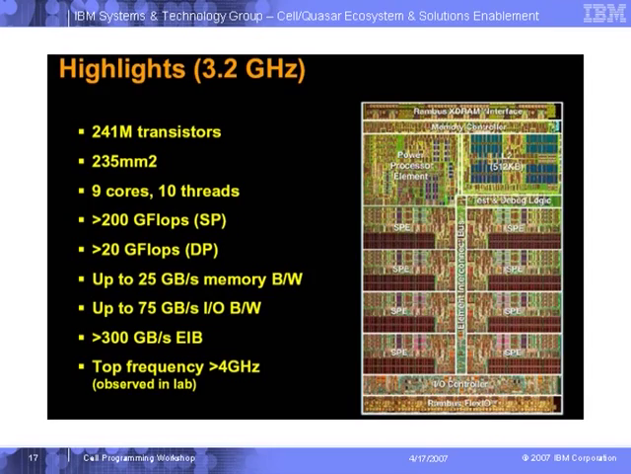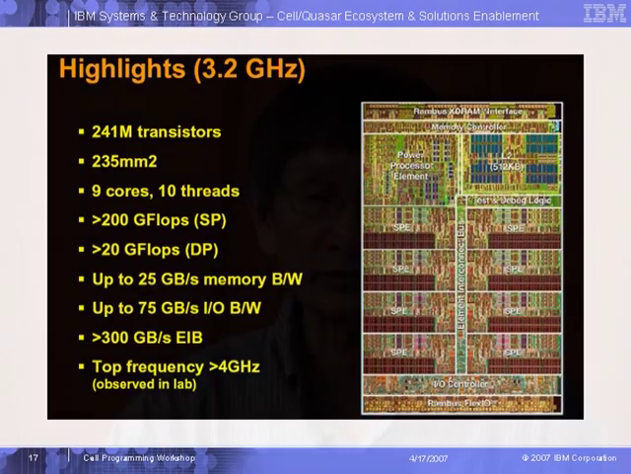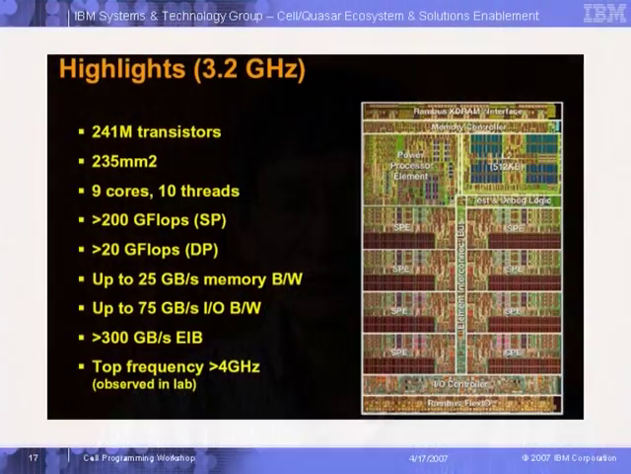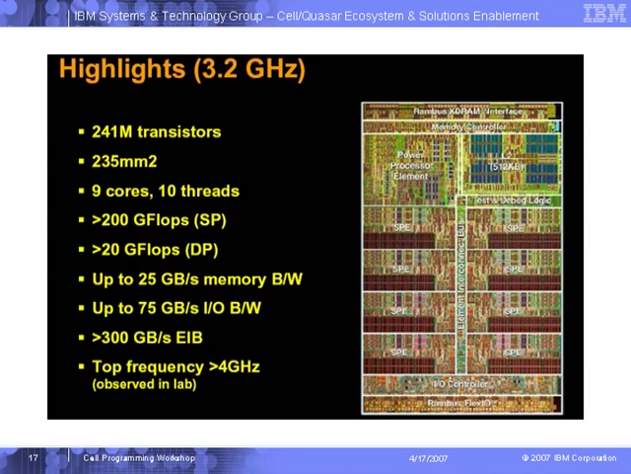We have simultaneous multithreading here on the PowerPC. So we actually support 2 threads on the PowerPC, and each of the SPEs is represented by another thread. So we have 8 threads for the SPEs and 2 threads for the PPE, a total of 10 threads, simultaneous threading, right? We have a single precision performance greater than 200 gigaflops, and double precision about 10 times less, about 20 gigaflops.